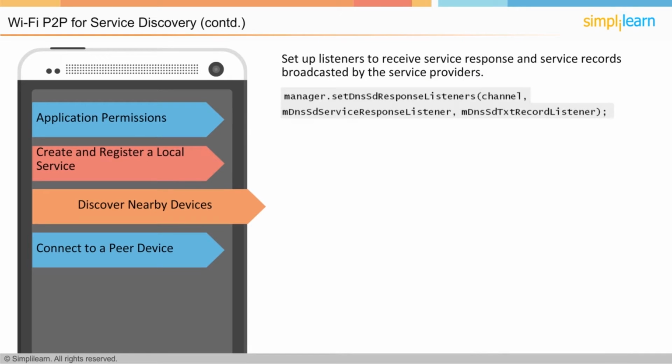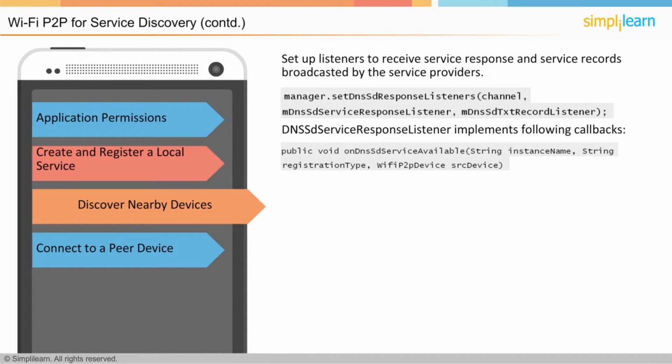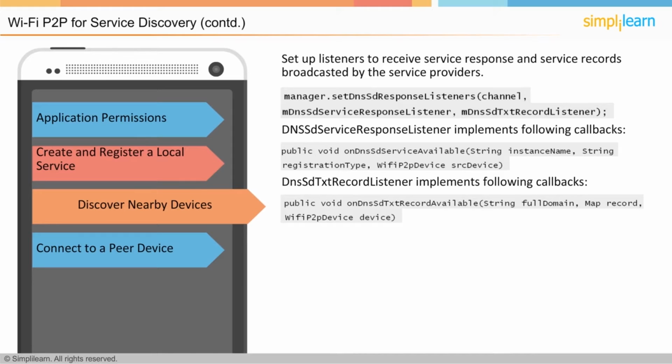Discover nearby devices that offer Wi-Fi P2P services. Set up listeners to receive service response and service records broadcast by service providers. DNS-SD Service Response Listener implements following callbacks. OnDnsSdServiceAvailable is called with the actual description and connection information. DNS-SD Text Record Listener implements following callbacks. OnDnsSdTxtRecordAvailable is called with hash map of the service published by P2P Service Publisher that we learned earlier. Along with the service hash map, device info structure is also passed.